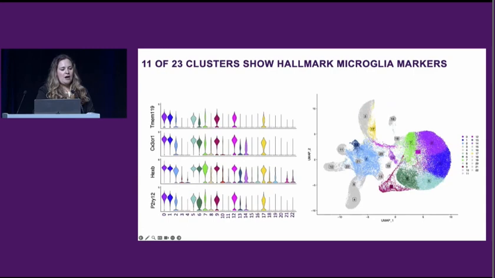And for the talk today, I'm going to focus on microglia. So here, I'm just showing 4 of the key genes that we looked at to help identify our microglia clusters. And there were 11 out of our 23 clusters which were positive for microglia markers, also highlighted on the right in the UMAP.